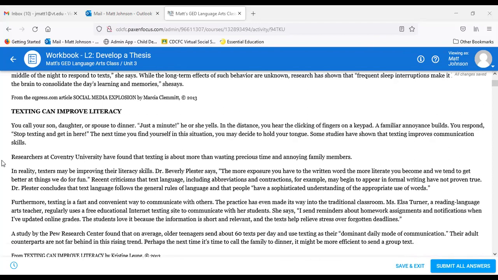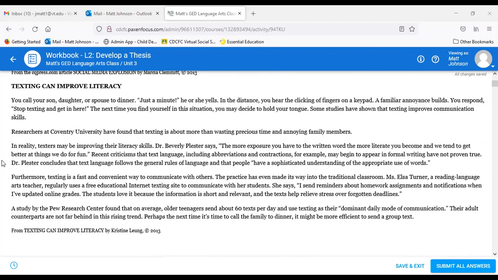Texting can improve literacy. Okay, so our second passage, you call your son, daughter, or spouse to dinner. Just a minute, he or she yells. In the distance, you hear the clicking of fingers on a keypad. A familiar annoyance builds. You respond, stop texting, and get in here.